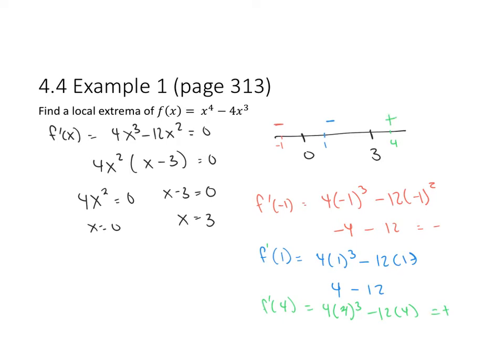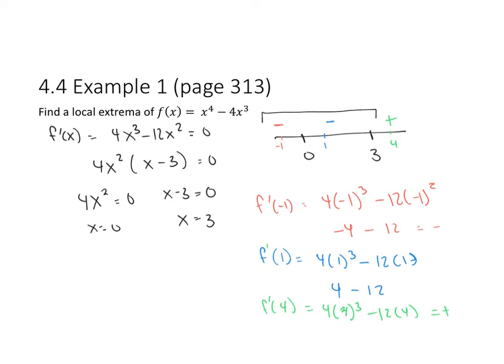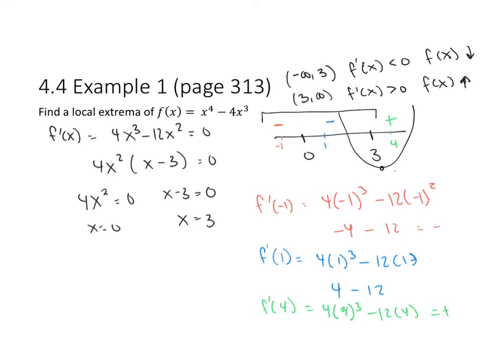So let's summarize what this is showing us. As long as we are less than positive 3, so on the interval of negative infinity to positive 3, our derivative is negative, so our function is decreasing. And on the interval from 3 to positive infinity, our derivative is positive, so our function is increasing. So if we're going from negative to positive, we have a local min.